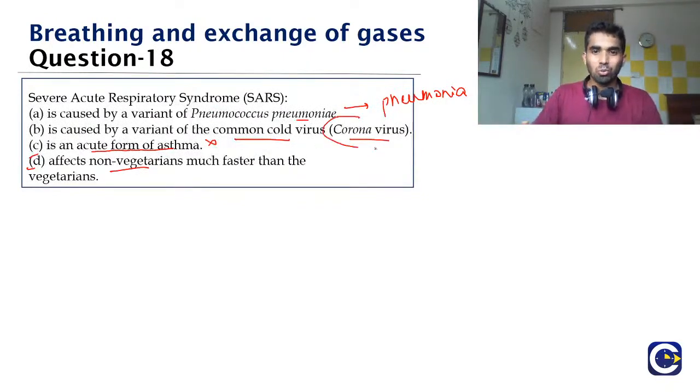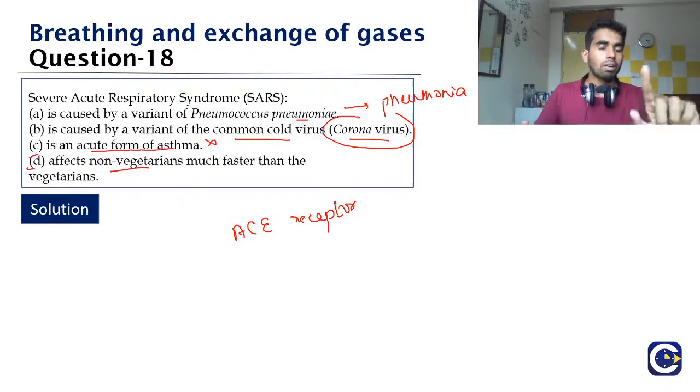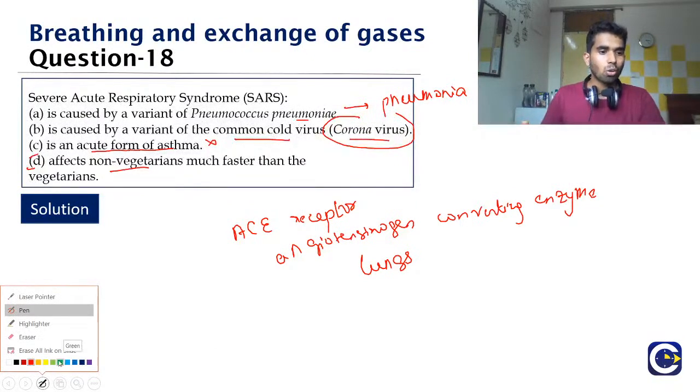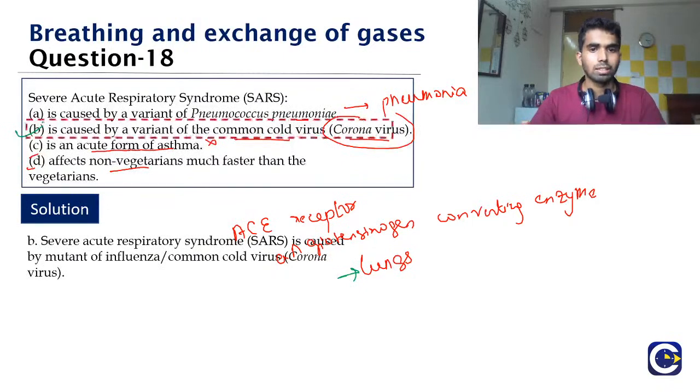It is the coronavirus. Okay, and one more bonus point for all of you is that this coronavirus acts by the ACE receptor. It can be asked in the question, so mind it. And where is the ACE receptor present? ACE is angiotensin converting enzyme, and it is present in the lungs. That is why the organ where the coronavirus acts is the lungs. So the correct answer is option B.